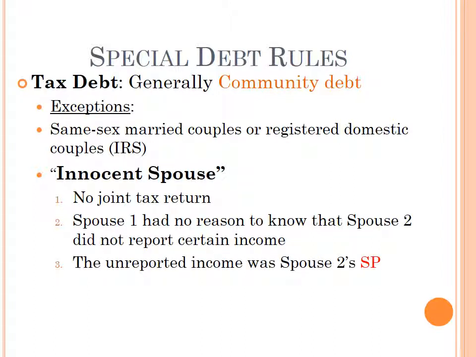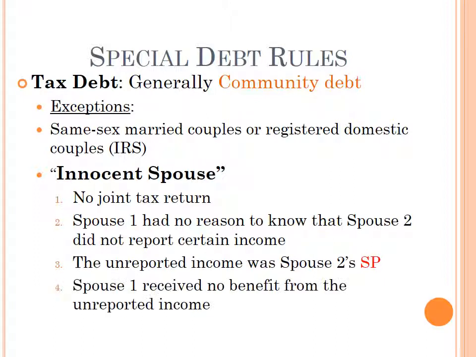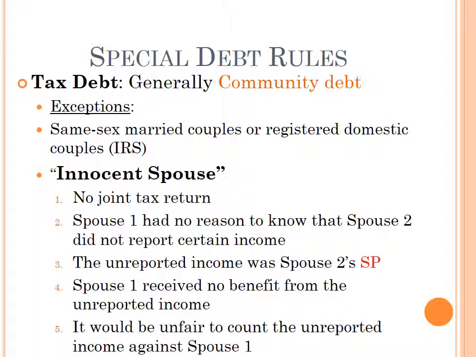Number three is the unreported income was spouse number two's separate property. It didn't benefit the community. It didn't come into the community bank account. Hence, there was probably no way that spouse number one would have known about it. Number four is spouse number one received no benefit from the unreported income. And number five is it would be unfair to count the unreported income against spouse number one. This is something which will be determined by the court. These are arguments which would have to be made on behalf of the innocent spouse, and the court would make a determination.